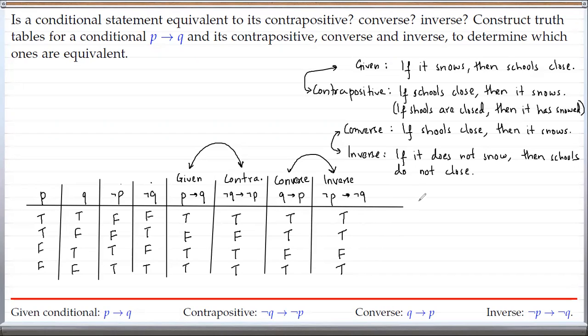So you will see often in proofs, it may be easier to prove the contrapositive compared to the given conditional. So people like to prove the contrapositive instead of the given conditional. And proving the contrapositive will prove the given conditional because they are equivalent. So this is all we have about conditionals and their forms of contrapositive, converse, and inverse. We will do more examples and talk a lot more about this in our next videos.